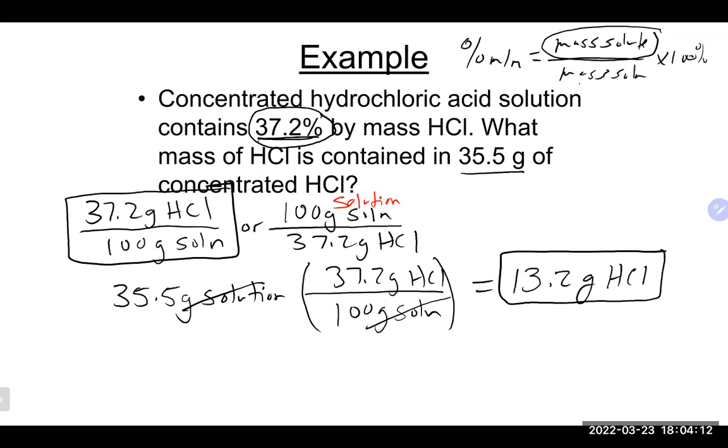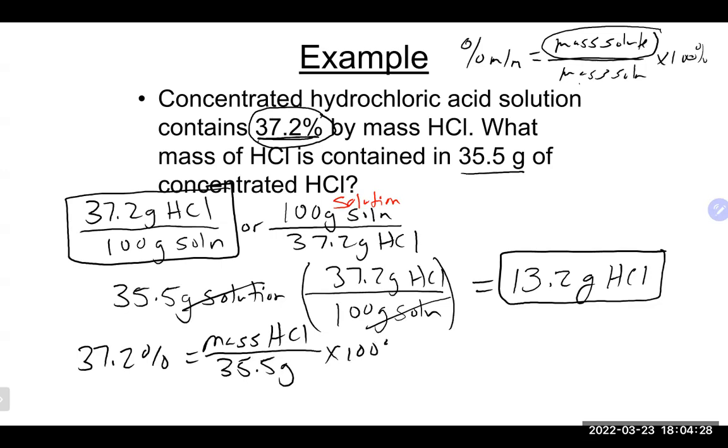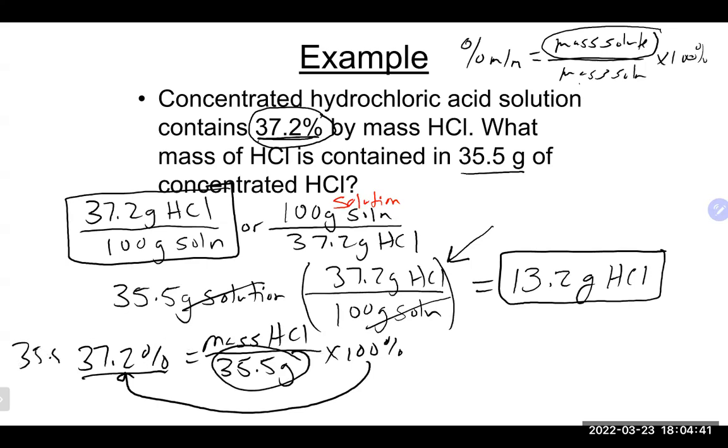Other questions? Now, you could plug and chug into the original formula, which would be 37.2% is equal to the mass of the HCl divided by 35.5 grams times 100%. Basically what you're going to do mathematically is exactly what we just did here. You're going to divide the 100 to the bottom, and you're going to multiply 35.5 to the other side. Mathematically, you end up doing the exact same calculation as what we did above. But if you want to plug and chug into the formula and rearrange it, you can absolutely do that. It would give you the same answer as the dimensional analysis way. Any questions on that there?